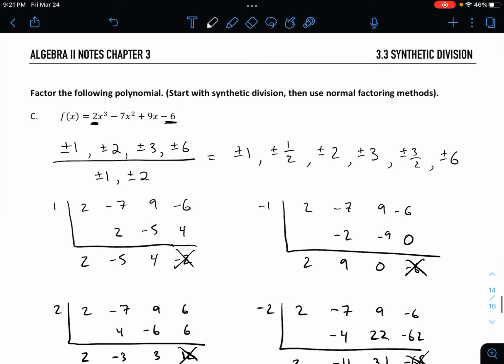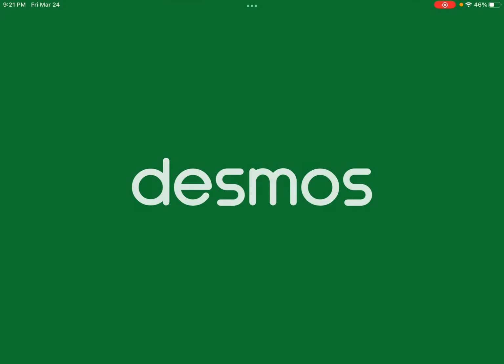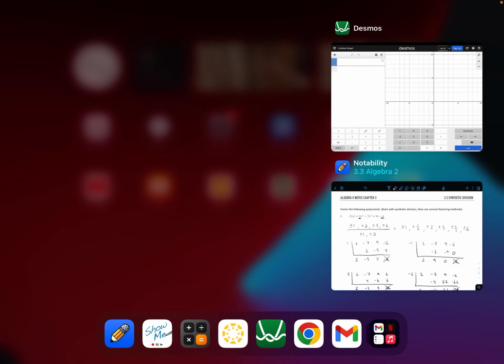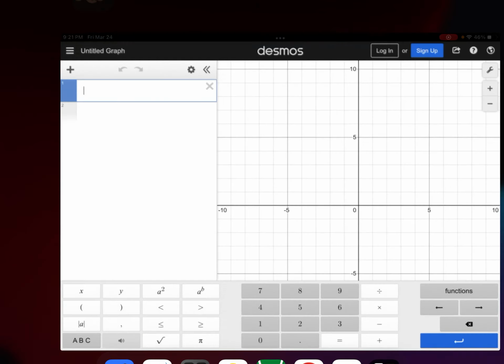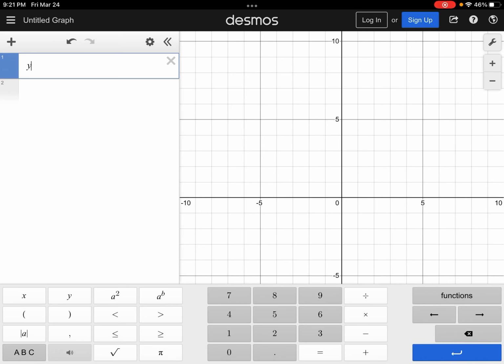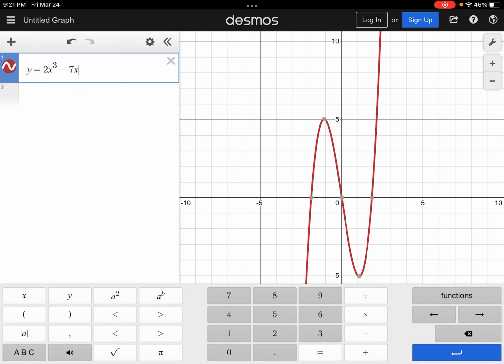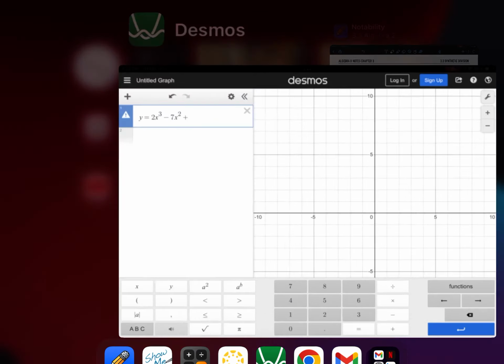So if we go to Desmos here, let's just double check our work because we could have made a mistake somewhere. All right. We're going to go ahead and we're going to type in our function. So our function again was 2x to the third minus 7x squared. All right, so y equals 2x to the third minus 7x squared plus, was it 9x minus 6?